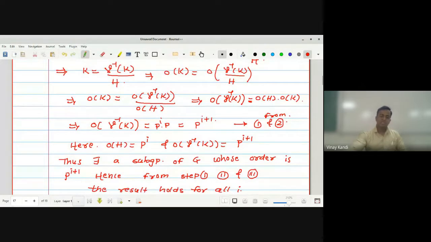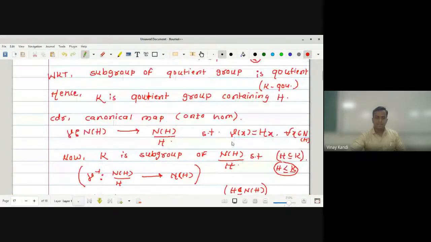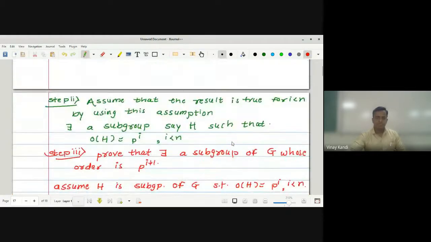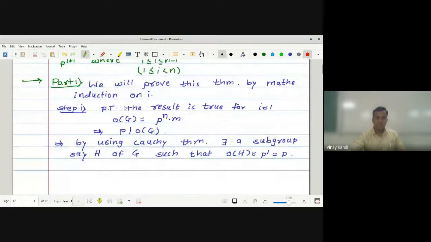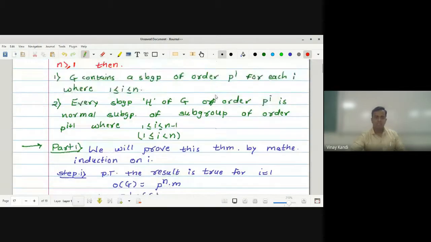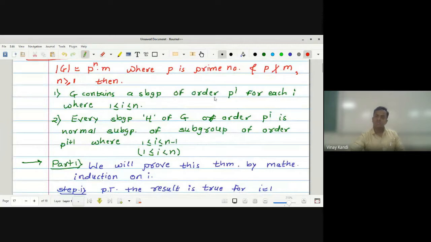So we proved the first statement only. The result is true here. G contains a subgroup of order P raised to I for I running from 1 to n.